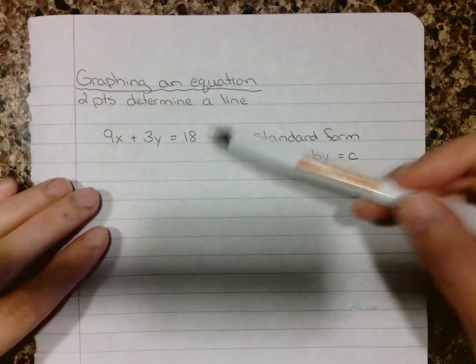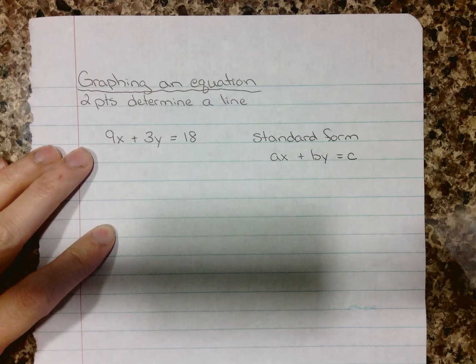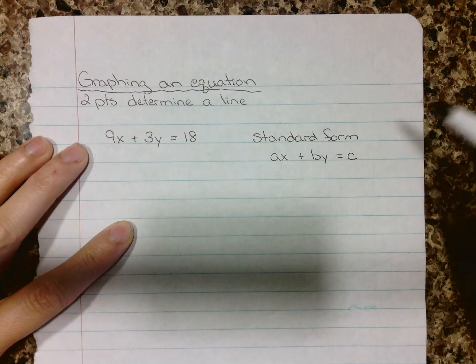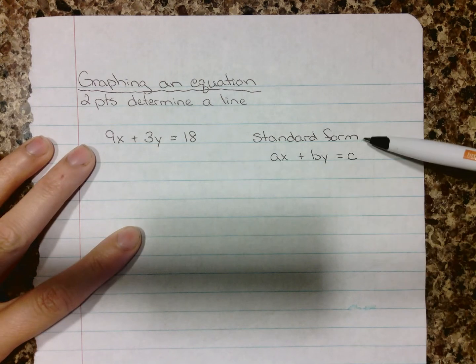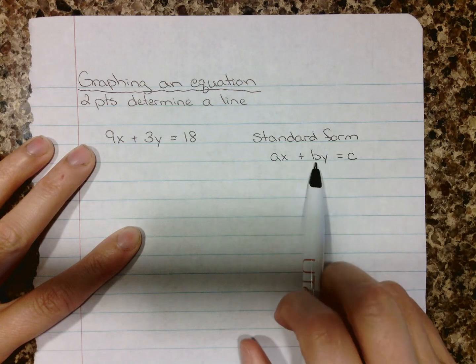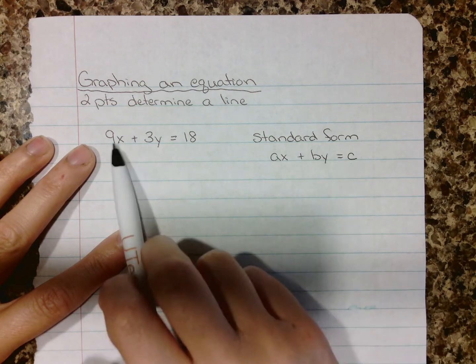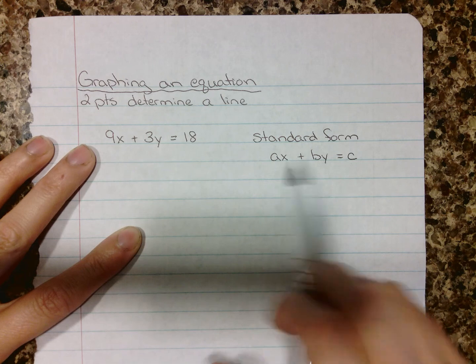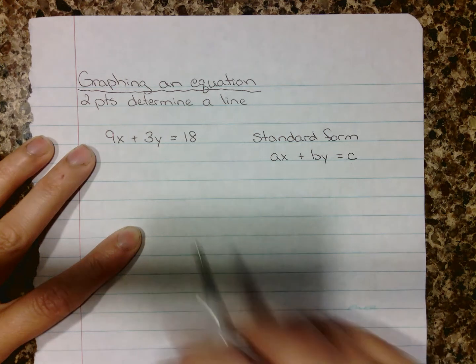We are going to be graphing this equation on a coordinate graph. This equation is in standard form. Standard form means that A and B and C are all numerals. X and Y are considered our variables.